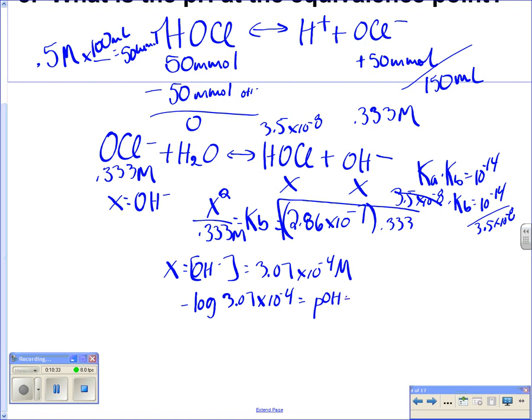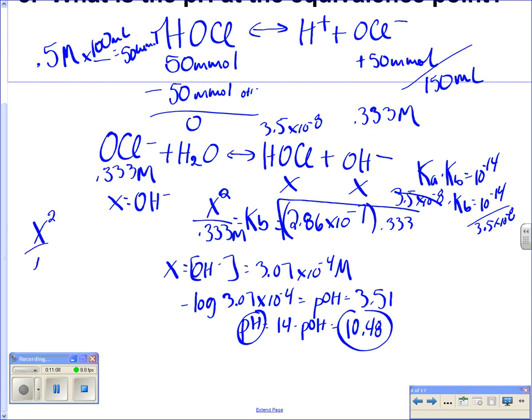My pOH comes out to be 3.51, but it didn't ask for pOH, it asked for pH. So I know that pH is equal to 14 minus my pOH. So my pH value, which makes sense, it's above 7, it's 10.48. So that's the value of pH at the equivalence point.